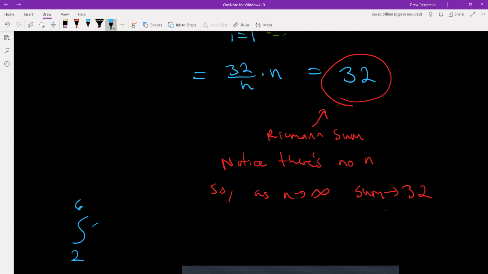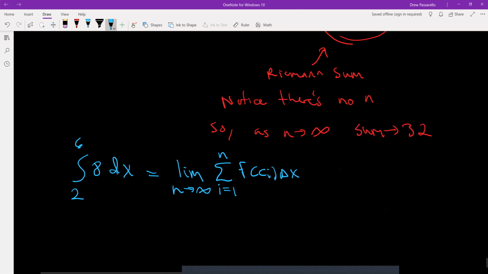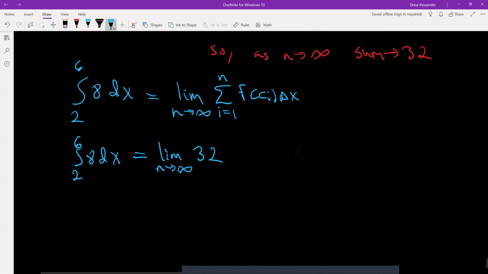from 2 to 6 of 8 dx, which is the limit as n goes to infinity of the Riemann sum, which we got the Riemann sum to be 32. I'm getting stuff mixed up. Right, so that was the limit as n goes to infinity. We got the Riemann sum to be 32. Well, there's no n involved, so we just get 32.